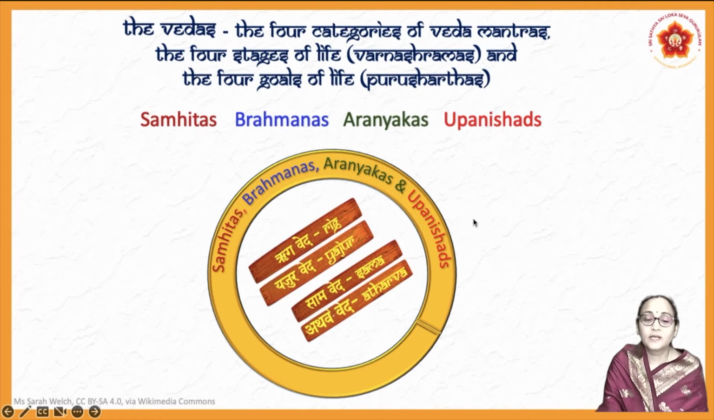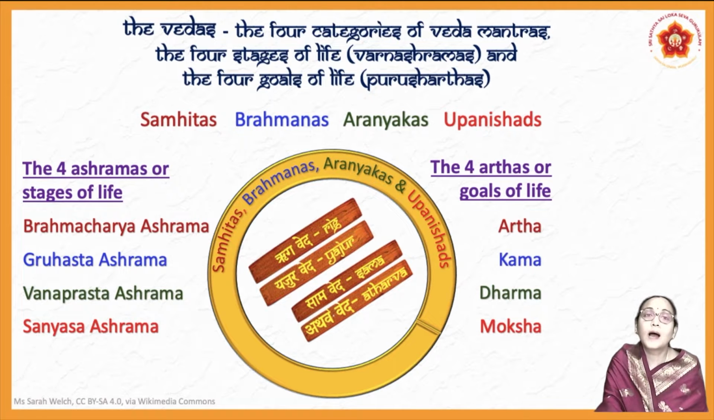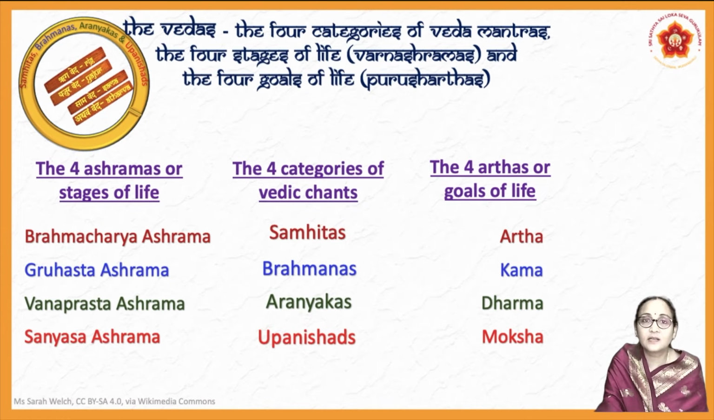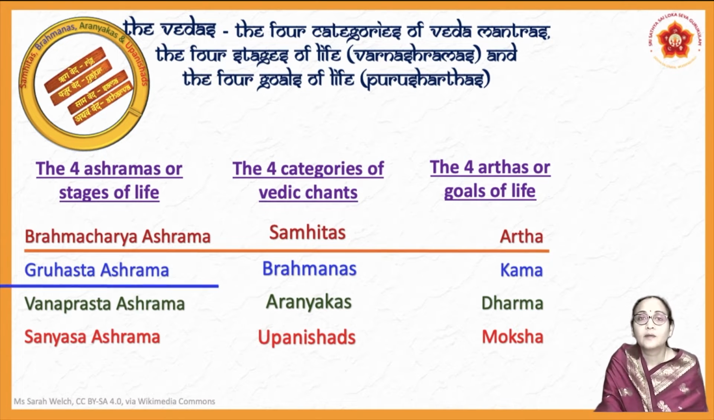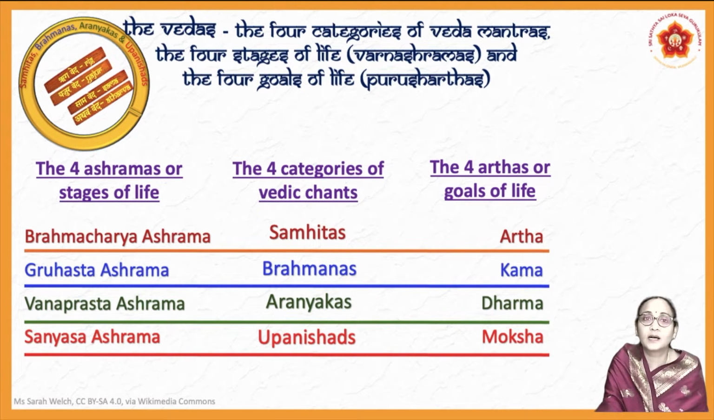The 4 categories, Samhitas, Brahmanas, Aranyakas, and Upanishads, could be linked to the 4 ashramas and the 4 purusharthas. The 4 ashramas, that is the stages of life, are Brahmacharya, Grihastha, Vanaprastha, and Sannyasa. And the 4 purusharthas, the goals of life, are Artha, Kama, Dharma, and Moksha. So, how are they paired up together?